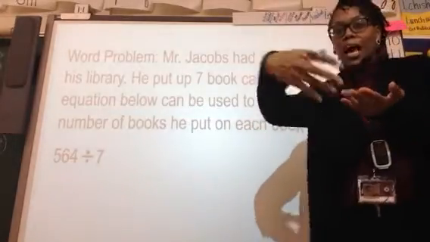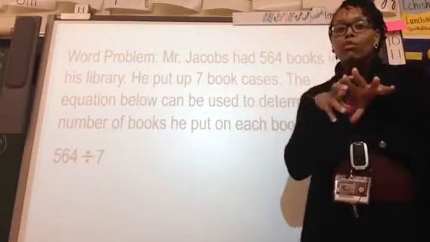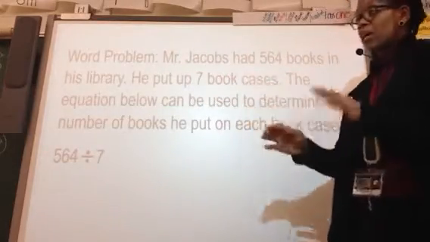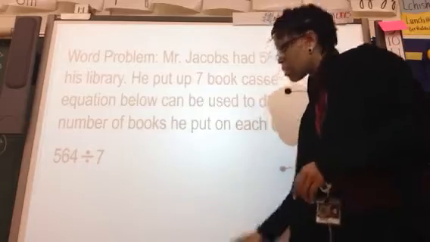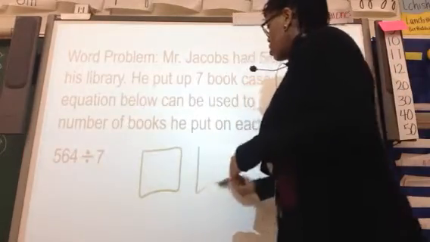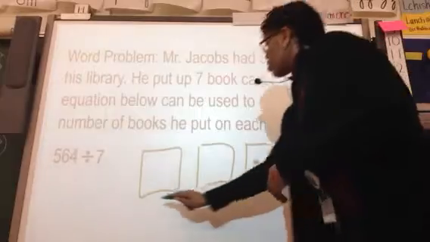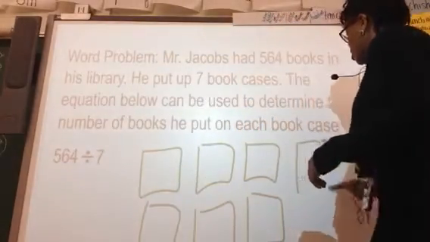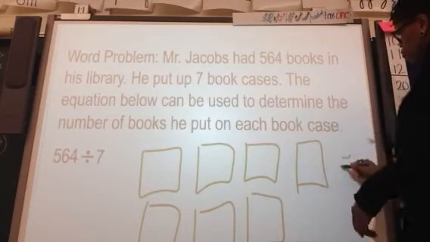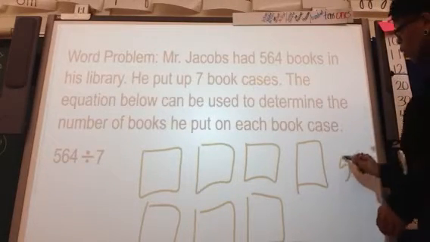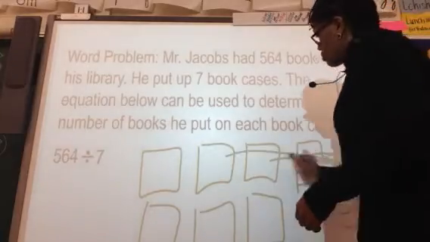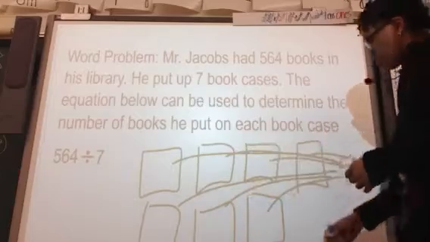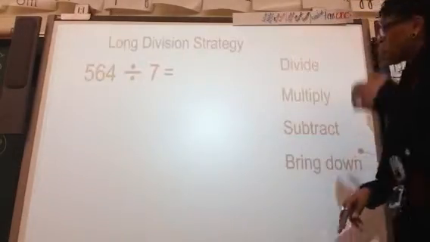Whenever you're passing out, splitting, sharing, making groups, that is all under the division category. In this case, we have 7 bookshelves, bookcases, and we have 564 books that we want to split up amongst these shelves. And so we want to see how many will go on each one. So that is splitting up, sharing, passing out.